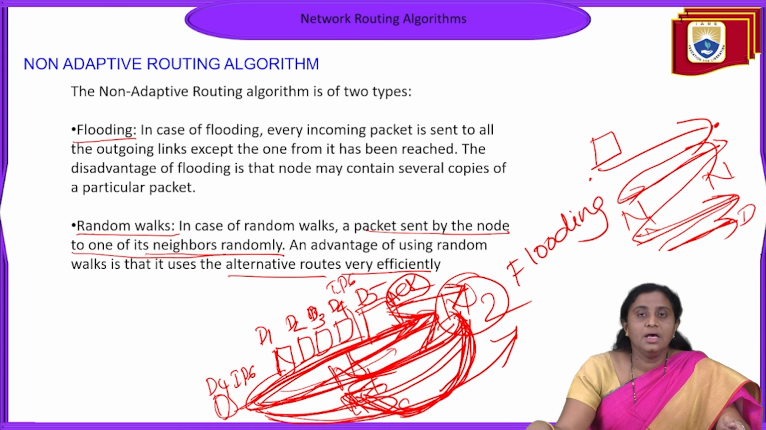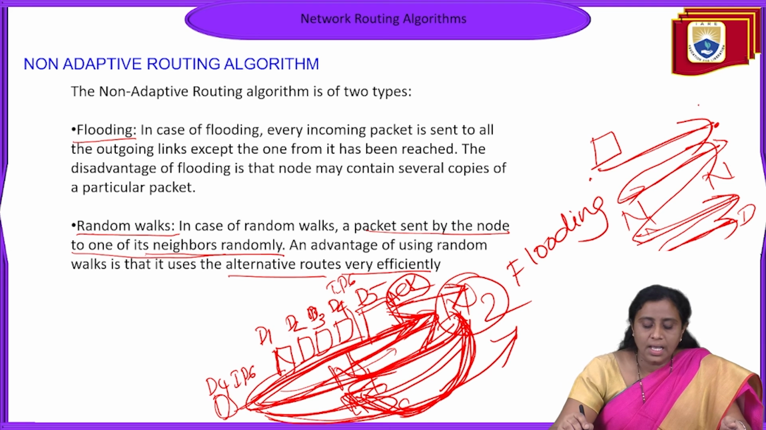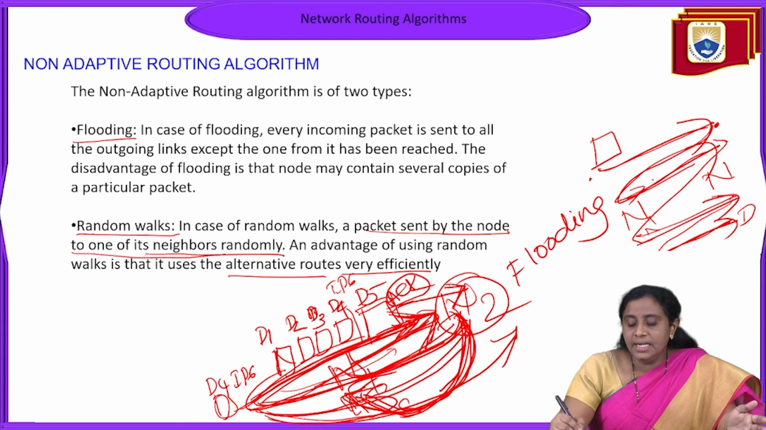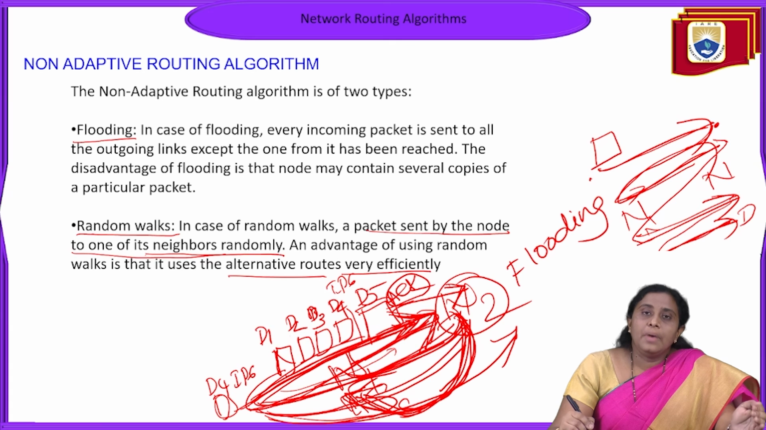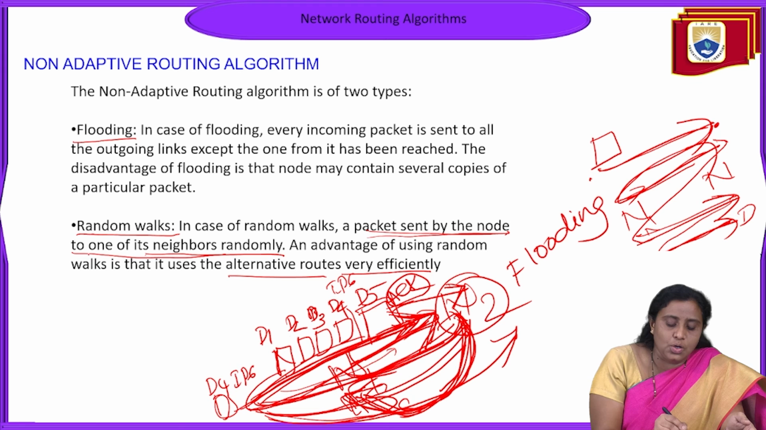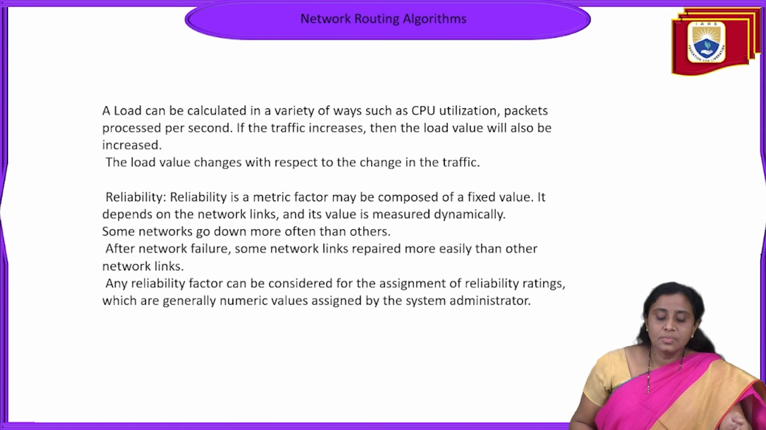This is nothing but random walks: whenever the packet reaches the destination, it is automatically sent to another node or another layer, or the same packet is sent to the neighboring layers in a random way. Hence the name random walk: a packet can be sent by the node to one of its neighbors randomly.